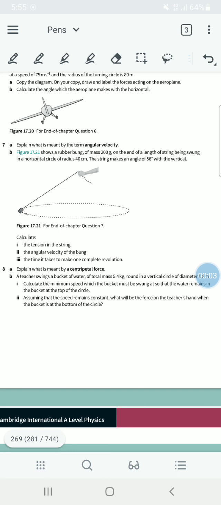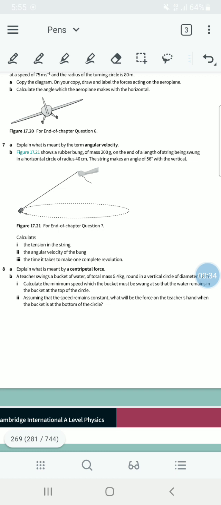Physics chapter 17, end of chapters, question number 8. Explain what is meant by a centripetal force. So the definition of a centripetal force is the force acting towards the center of a circle on a body moving around that circle, or the force that is required to keep a body moving in a circle, and the force which is always acting towards the center of that circle. So you have to write all of those points.